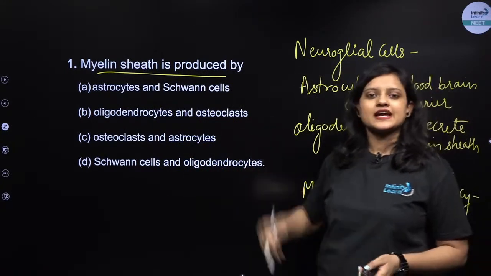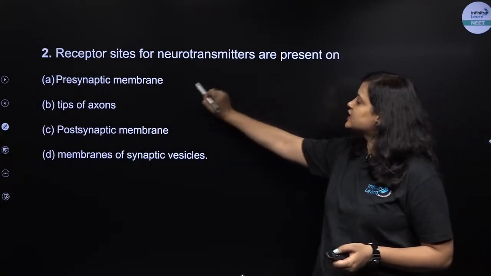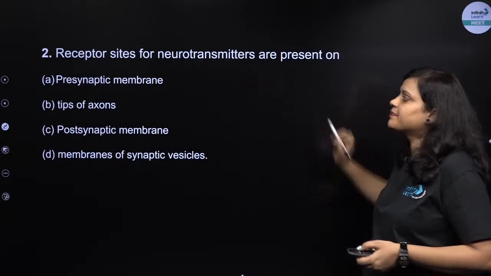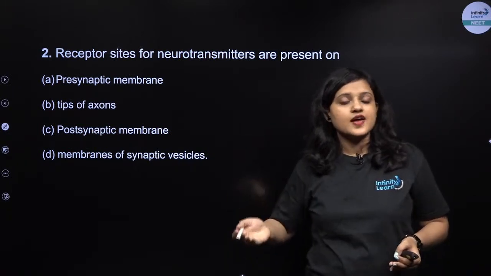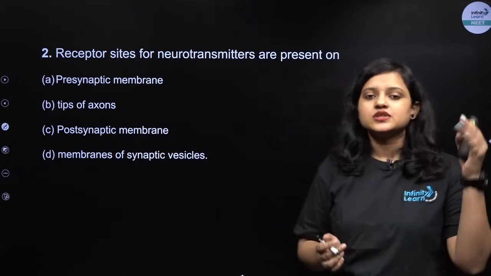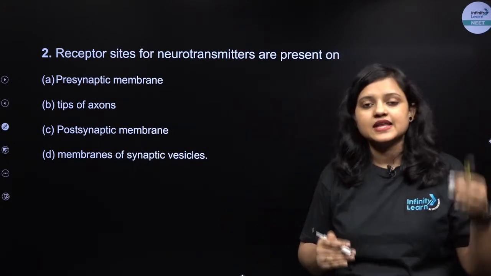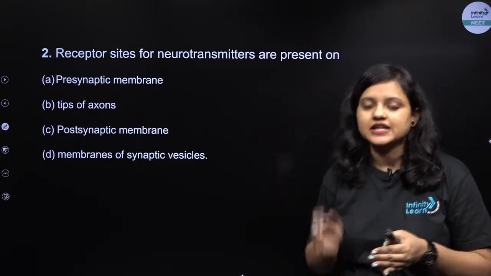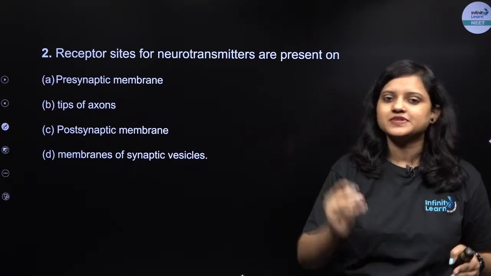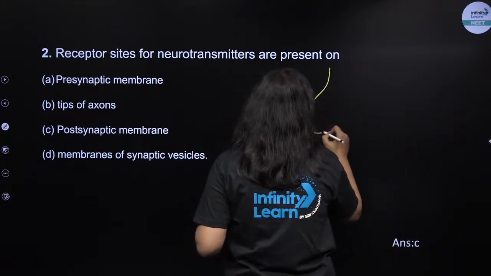Let's see what is the second question of our today's session. Receptor sites for neurotransmitters are present on. Neurotransmitters are chemicals which are released in the synapse. So this neurotransmitter will be released in the synaptic cleft and then they will bind to the receptors that are present on the postsynaptic membrane, right? So let's see.